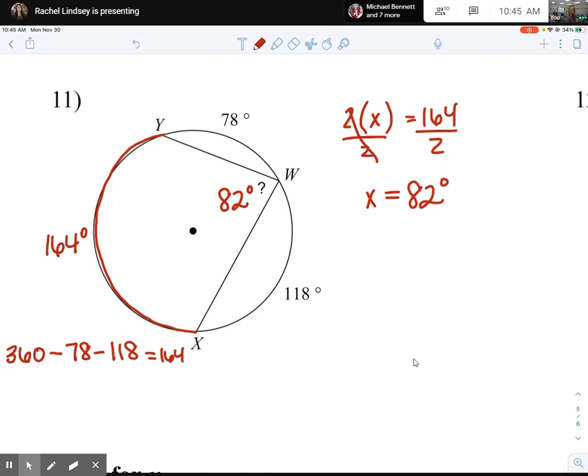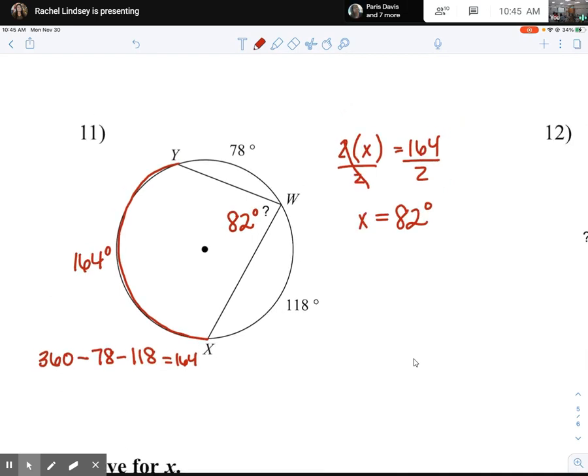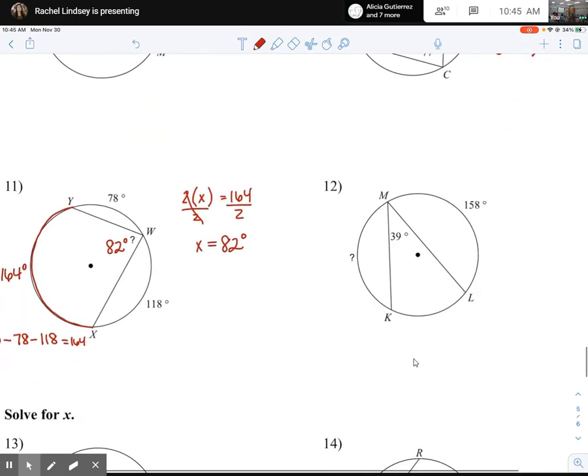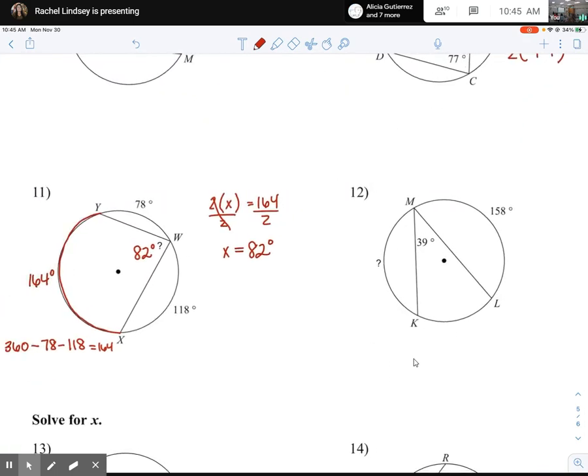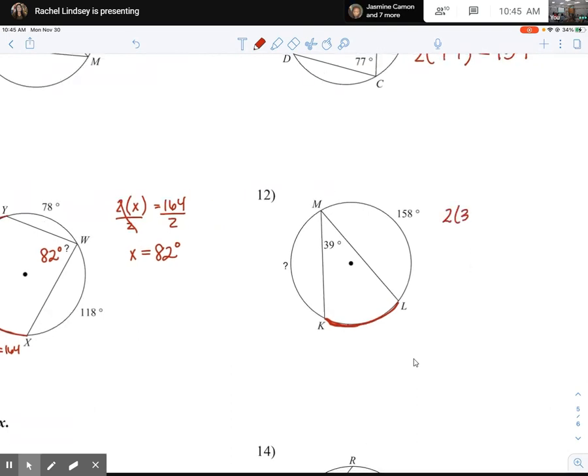Now on number 12, in order to find the arc that you need to find, arc MK, you first have to find arc KL. So basically we're working backwards from what we just did. So, first we need to find arc KL. I'm given angle 39, 2 times angle equals arc, so 2 times 39 gives you what? 78. So this arc is 78 degrees.